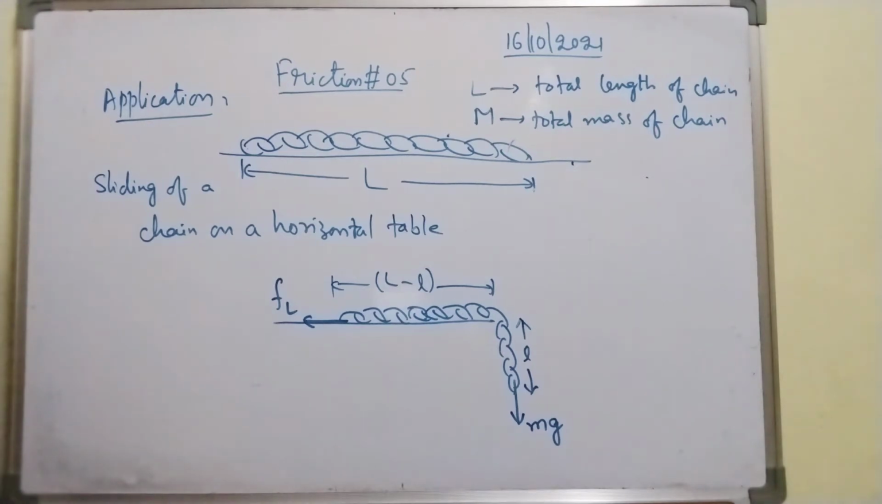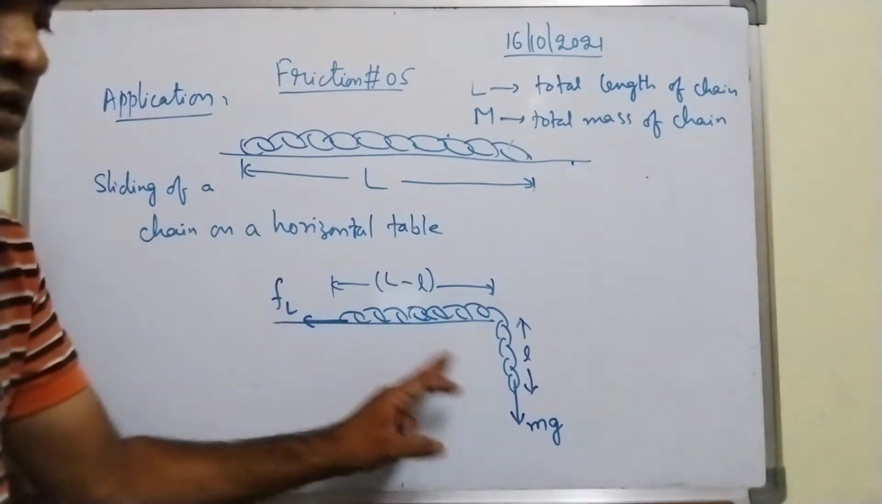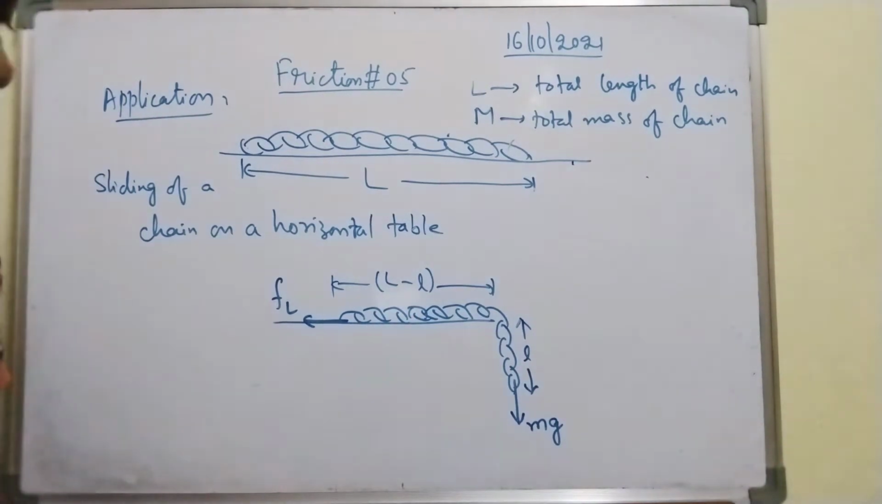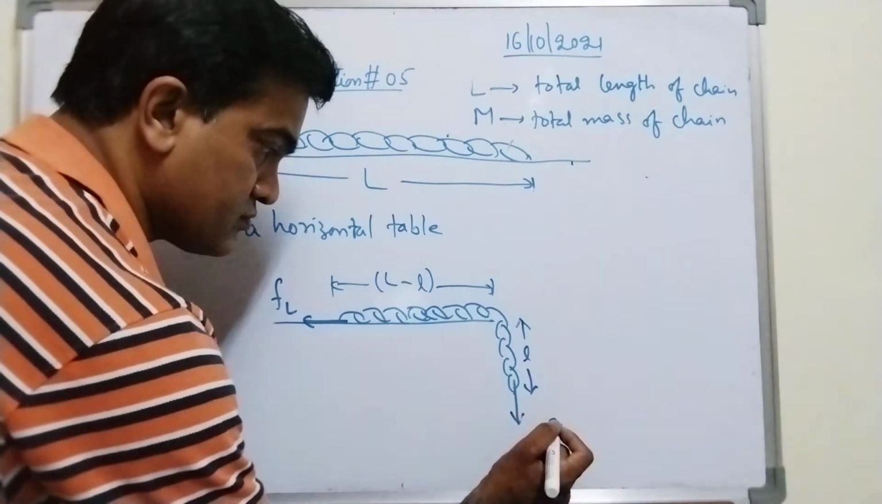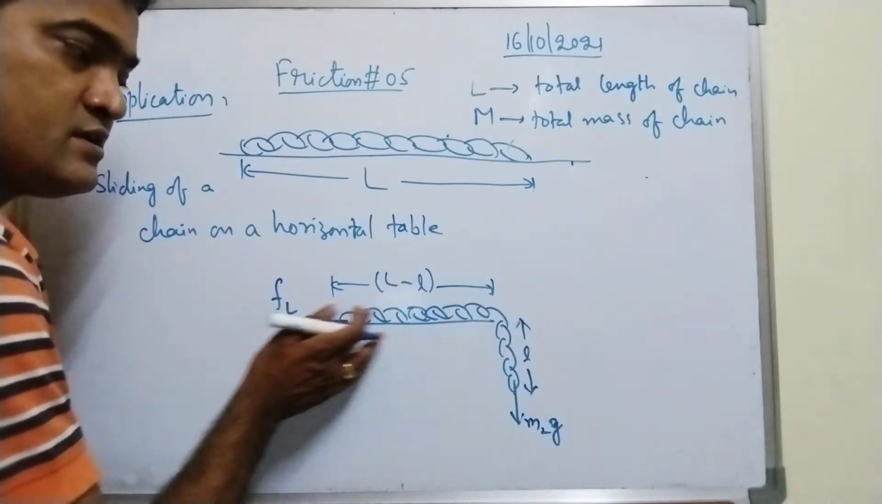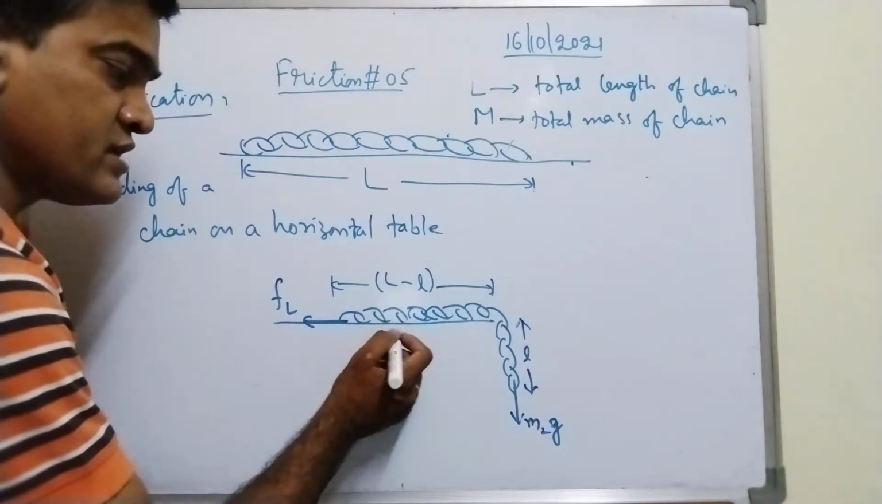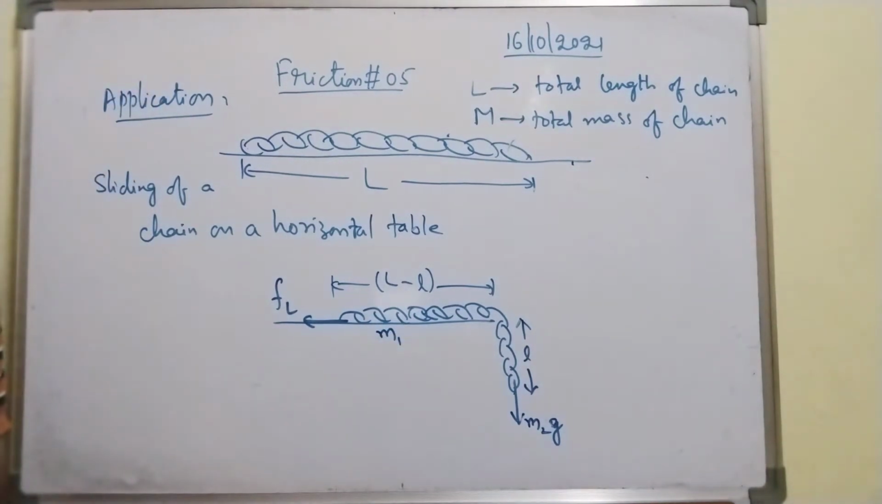So let me consider these two as two parts. Let me take the hanging part's mass as m2, and the part which is lying on the table, I will consider this as m1.